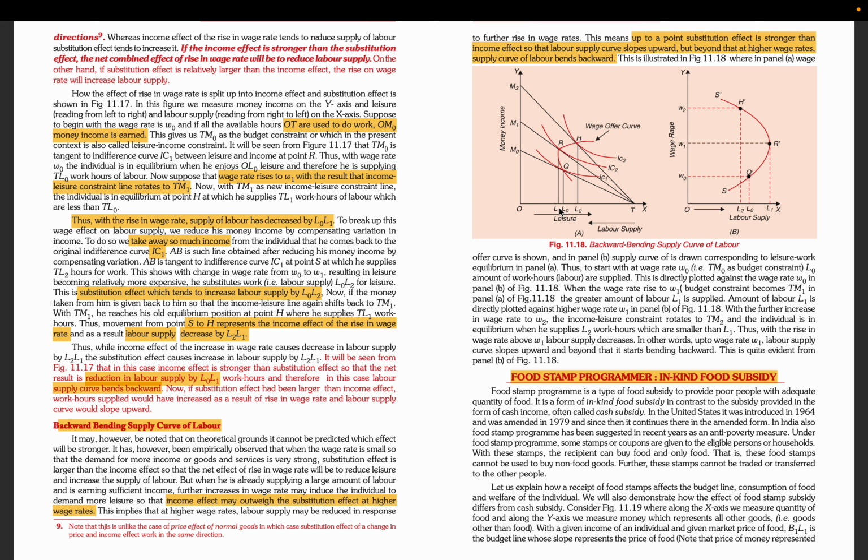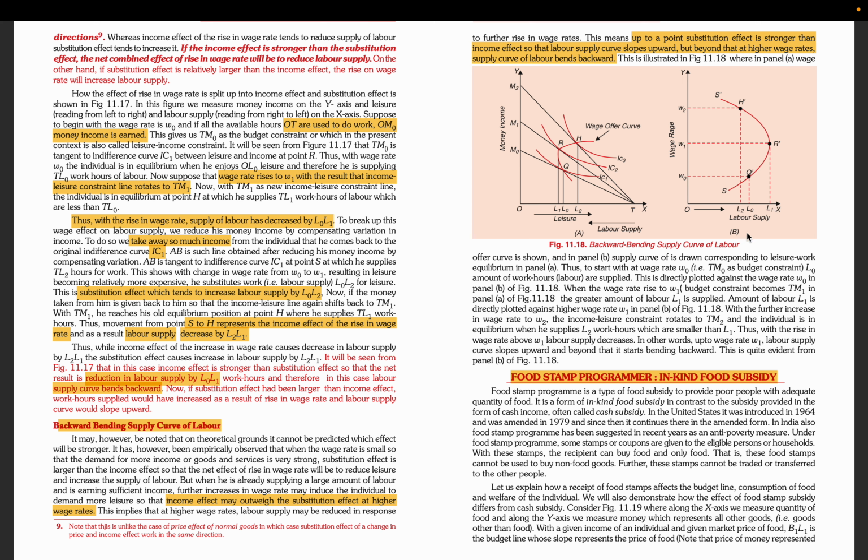Okay, with the greater amount of wage rate, let's say W1, you move on to TM1, and the greater amount of labor L1 is supplied. So now, before this, the level of labor you were supplying was TL0. Now you're going to supply TL1 because the wage rate is now increased. But the amount of labor L1 is directly plotted against the wage rate W1. Okay, so you're plotting this right away.